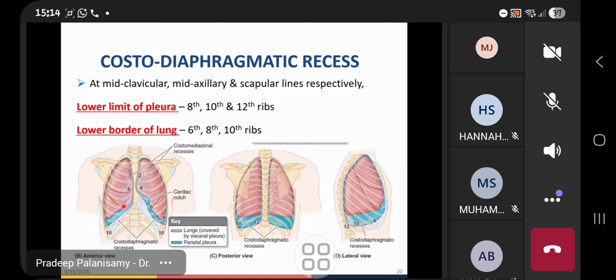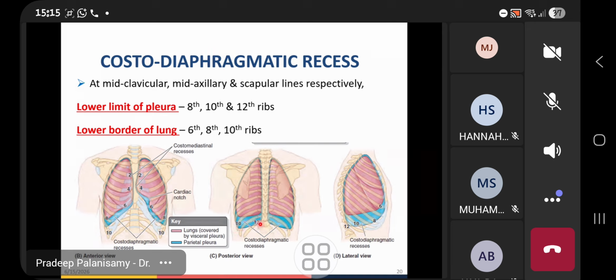But for the pleura, there will always be around a two rib gap. For example, if it is the sixth rib here for the lung, it is the eighth rib for the pleura. If it is the eighth rib for the lung at the lower border, for the pleura it will be slightly lower down, the 10th rib. So the lower limit of the lung will be the sixth, eighth, and 10th rib, but the pleura will be at the level of the eighth rib, 10th rib, and 12th rib. So throughout the lower margin, there will always be a two rib gap between the lower border of the lung and the pleura.